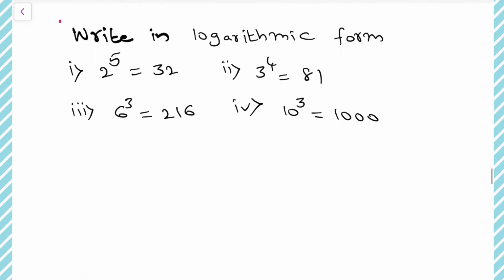Okay, let's move to the next question then. Write in logarithmic form. So here all the given questions are in exponential form. We need to change those exponential forms to logarithmic form. Sometimes they will ask in reverse also. They will give you the logarithmic form and ask you to change it into exponential form. Let us discuss both the ways now. Okay, first question we have here.